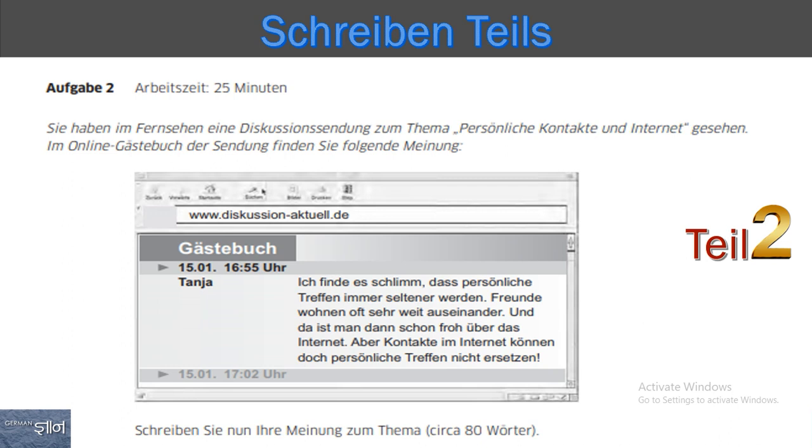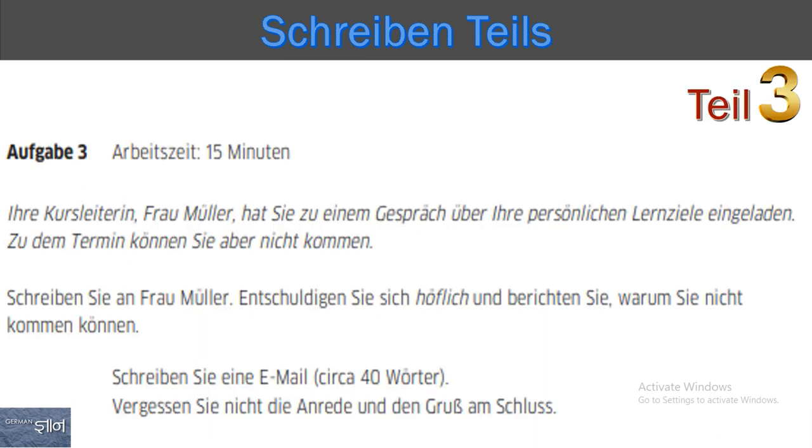Clear? If you go forward to the last, Tile 3 for Schreiben, you just have to write a 40-word email. That can be formal and again that can be informal. So that's all for the Schreiben part. For this you must have good vocabulary, very good verb collections, and you must know how to form sentences, use modal verbs, use trennbare verbs as much as you can, and at B1 level you must know phrases also and try to use them.